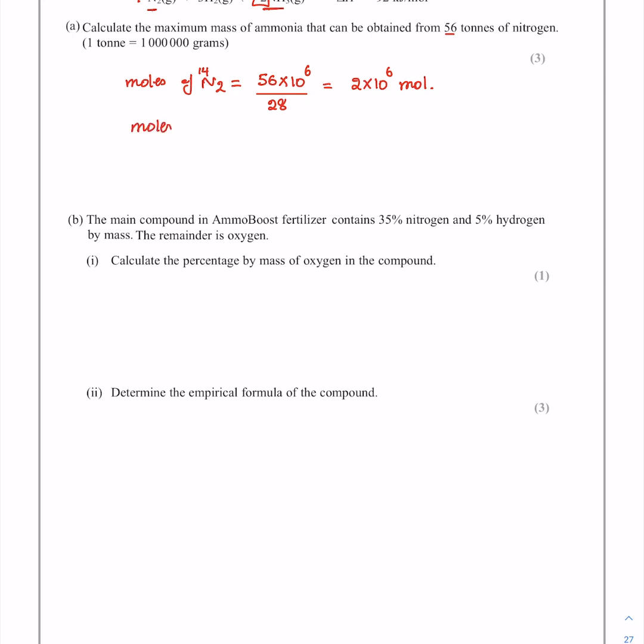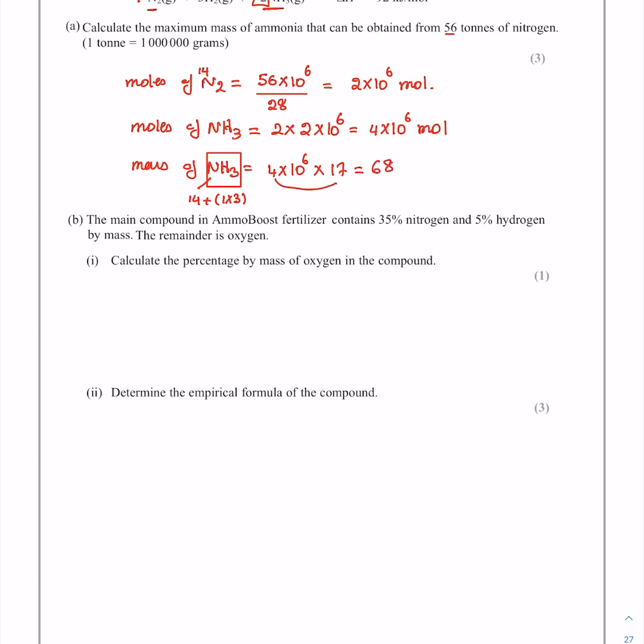يبقى كده المولز of ammonia is double المولز of nitrogen. يبقى 2 by 2 times 10 power 6 اللي هي 4 million mole. Step 3 نقدر دلوقتي نجيب الماس of ammonia ان احنا نعمل multiplying المولز of ammonia times ال MR. ال MR of ammonia بكام؟ النيتروجين 14 والهيدروجين 1 by 3 يعني كله على بعضه 17. 17 by 4 give you 68 times 10 power 6 اللي هي 68 مليون دي بالجرام اللي هي تطلع 68 طن.